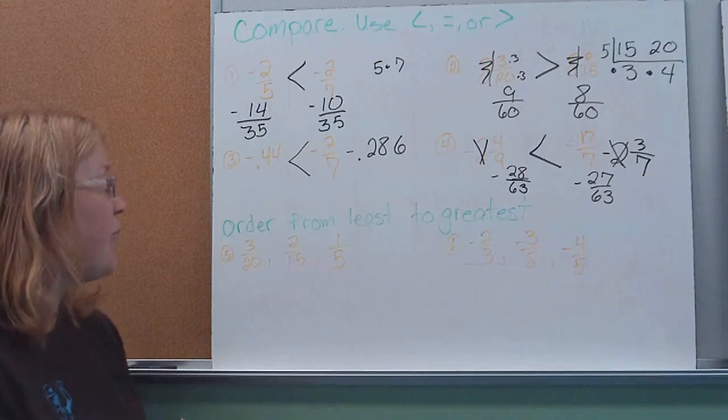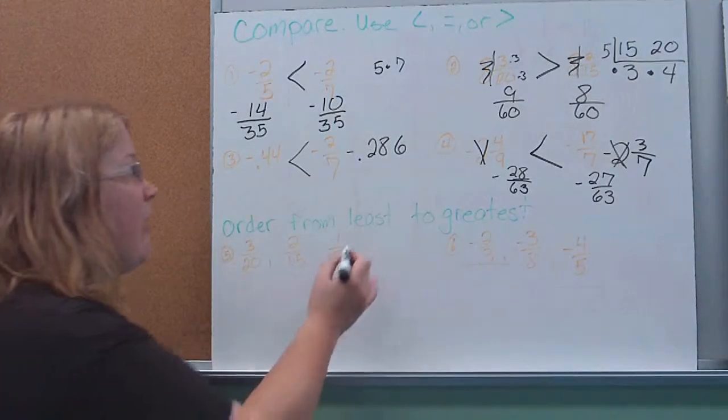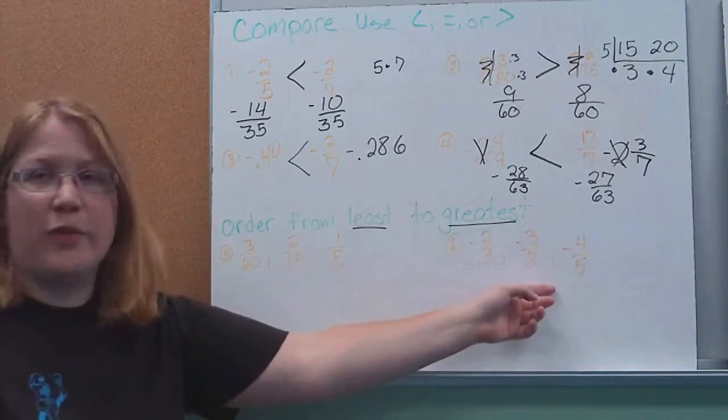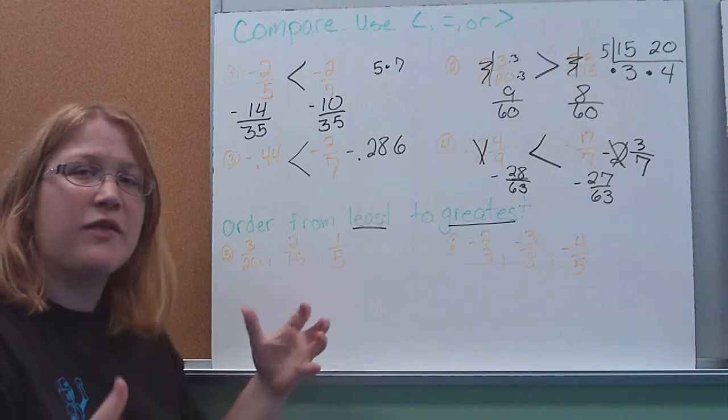Okay, from here I've asked us to go least to greatest, okay? So again, you'll notice one of them is negative, one of them is positive. The positive one is pretty easy.